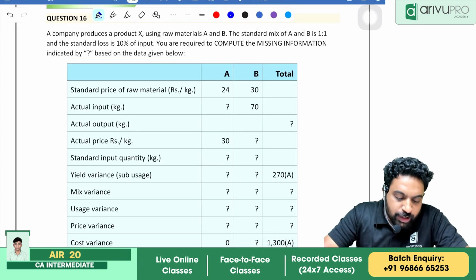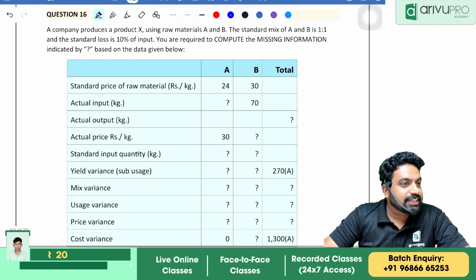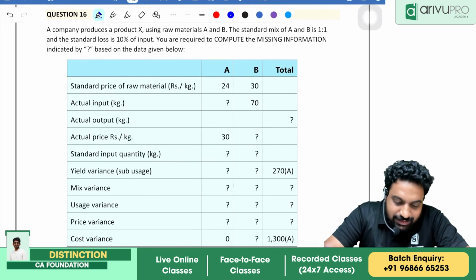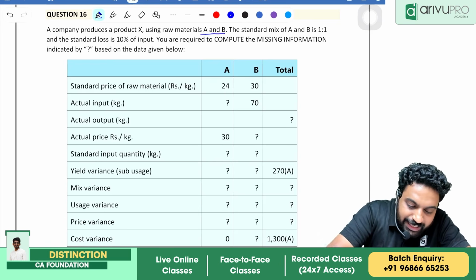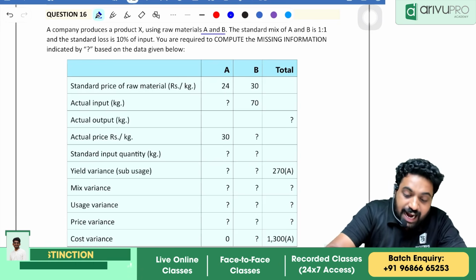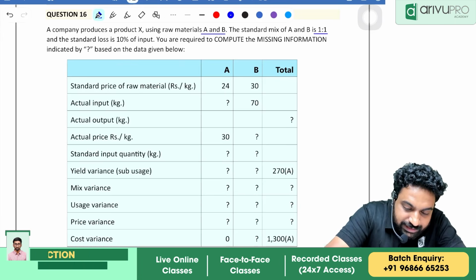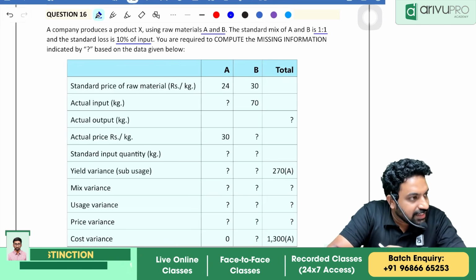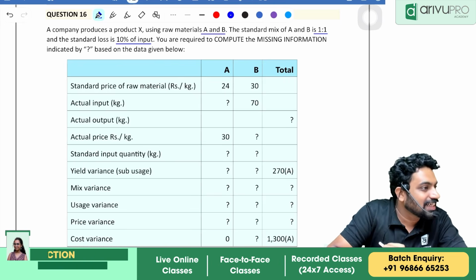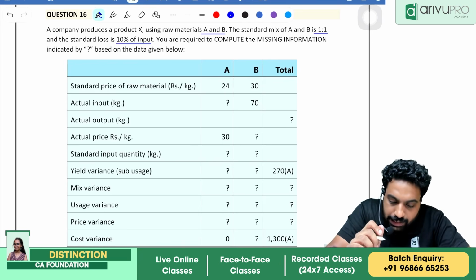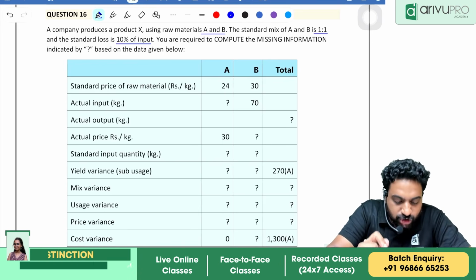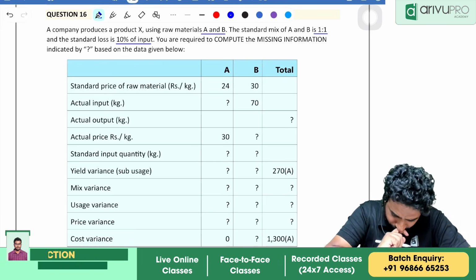A company produces a product X using the raw materials A and B. Standard mix of A and B is 1:1. And there is a standard loss of 10% of input. That means if you give 100 as an input, you will get 90 as the output. You are required to compute the missing information indicated by question mark based on the data given.